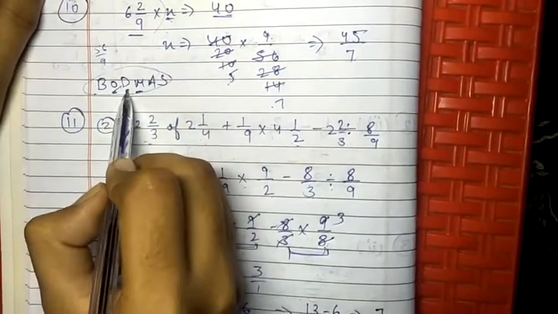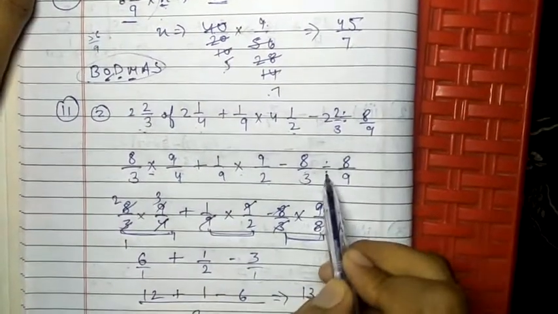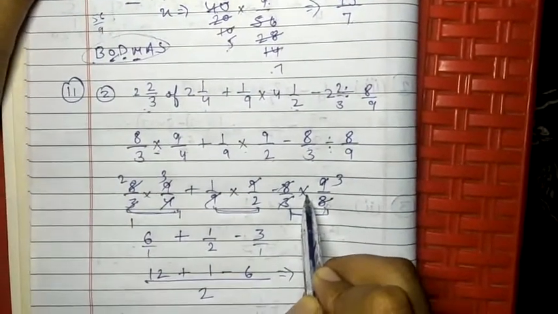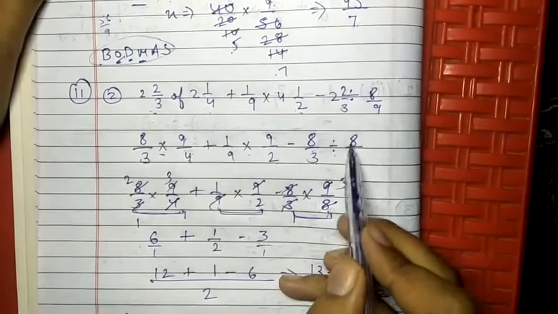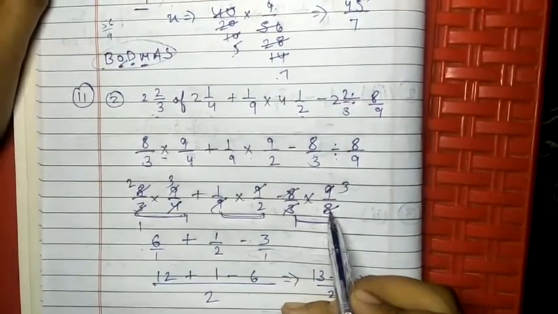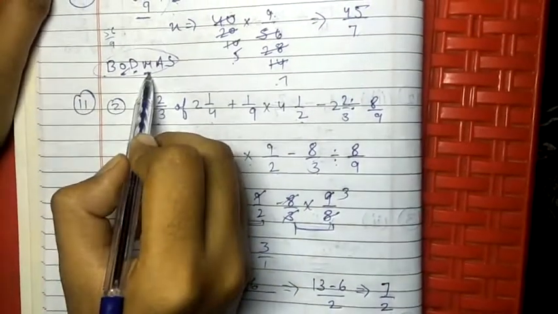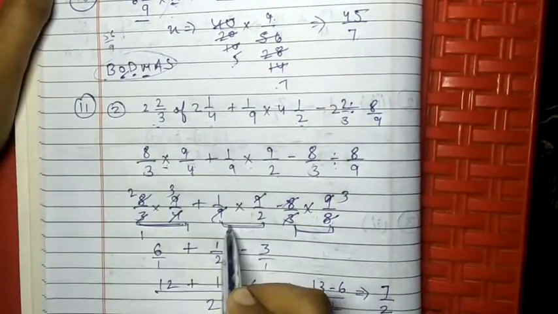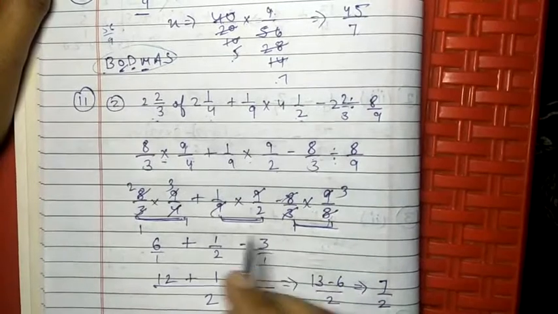Now the next part is to divide. Here is the divide sign, so we have to change this divide sign into the multiplication sign, and the number which is here will become its reciprocal. So this is 8 upon 9, so it becomes 9 upon 8. Then the next part is multiplication. Here is this fraction, this fraction, and this fraction multiplied, so we can cancel.